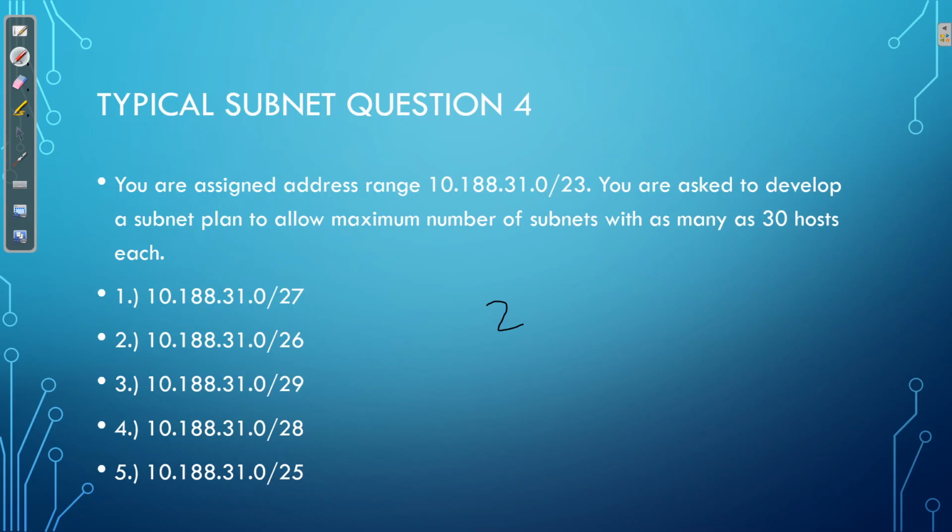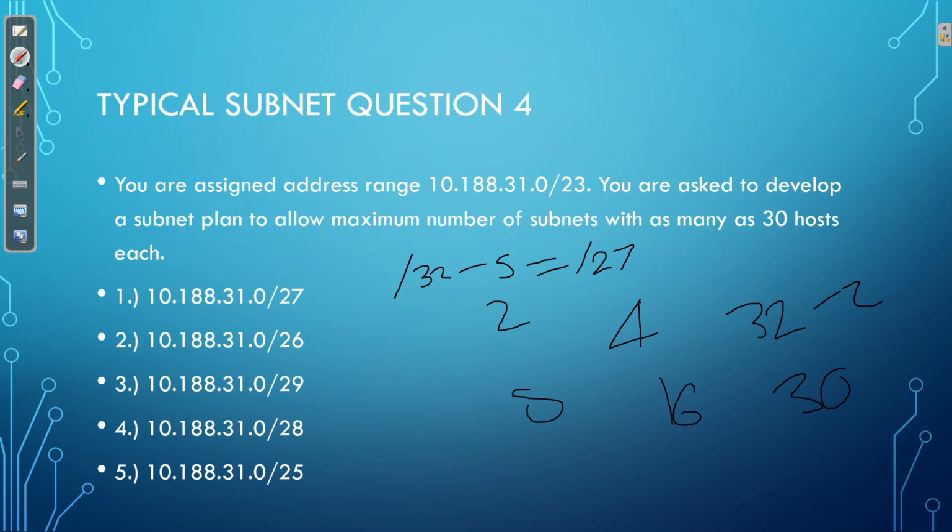So 2 to the power of 1 is 2, 2 to the power of 2 is 4, 2 to the power of 3 is 8, 2 to the power of 4 is 16, 2 to the power of 5 is 32. 32 minus 2 is 30. So 5 host bits meets my requirements. And then to find out what is the largest subnet mask I can have, I just do 32 minus 5, which gives me a /27. So a /27 is the largest subnet mask I can have, which meets my requirements of at least 30 hosts per subnet, and also maximizes the number of subnets because it gives me the most subnet bits. That means that number 1 is the right answer.